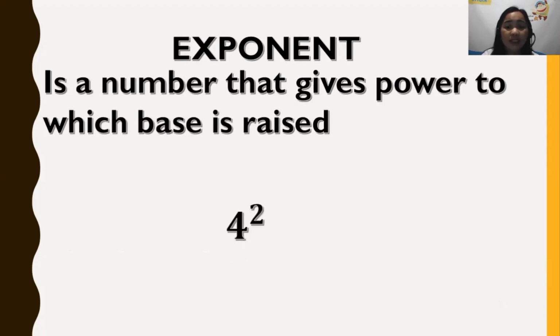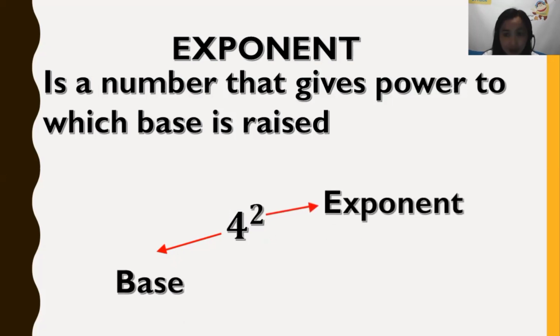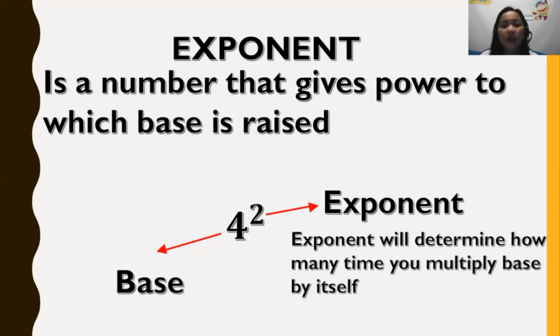Example, we have 4 squared. So, which is our exponent here? And what is 4? 4 is what we call the base, and 2 is what we call the exponent. So meaning 4 squared, how do we get the value of 4 squared? The exponent will determine how many times you multiply the base by itself.